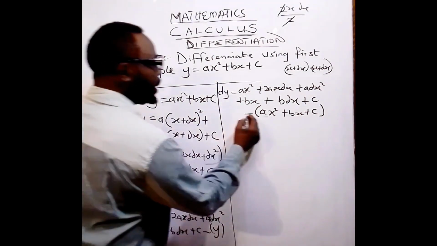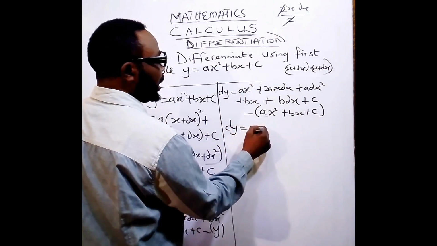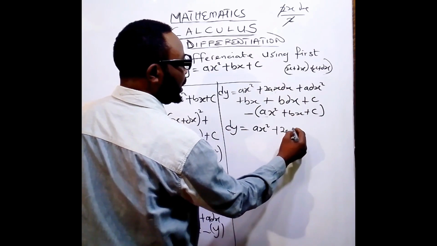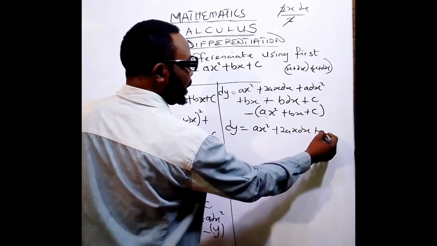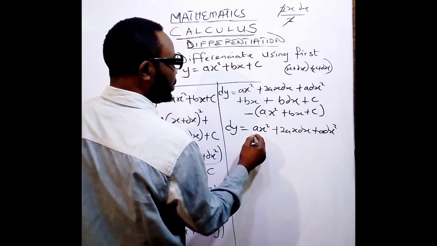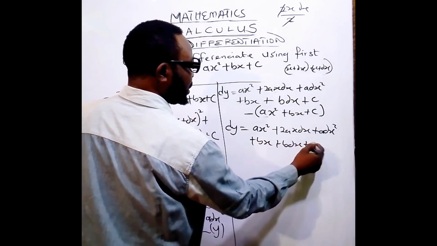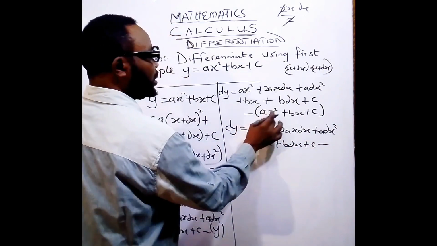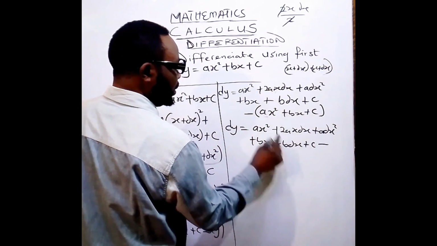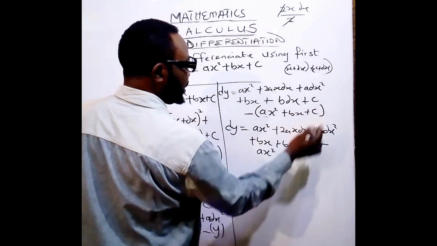So now opening all this bracket, we are going to have dy will be equal to ax squared, I'm writing everything again, plus 2ax dx plus a dx squared plus bx plus b dx plus c, minus all this: minus times ax squared, minus ax squared, minus times bx, minus bx, minus times c, minus c.